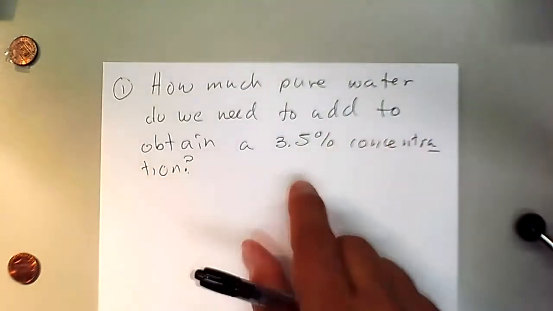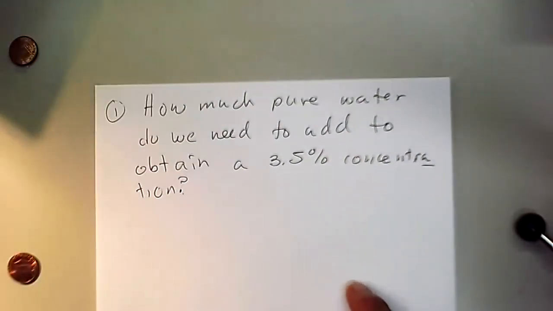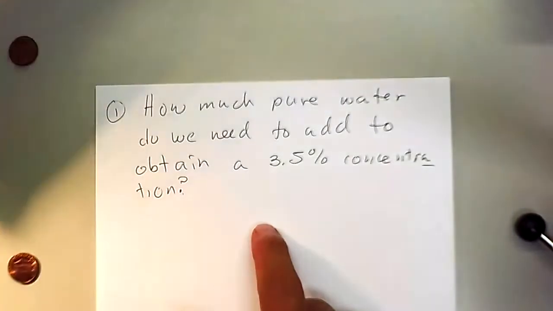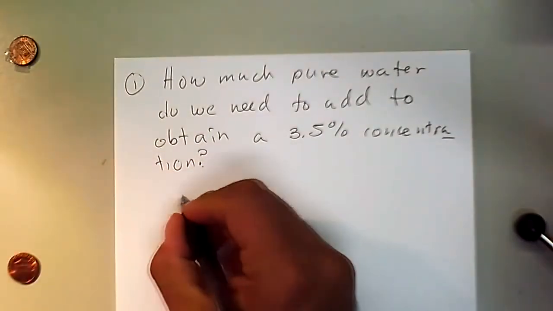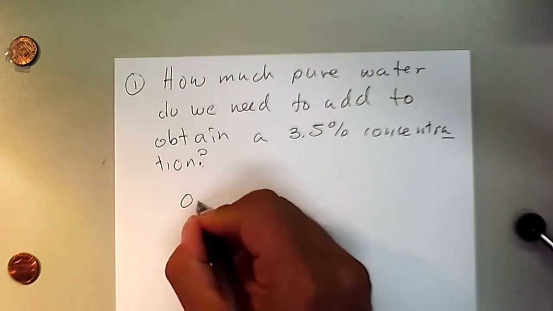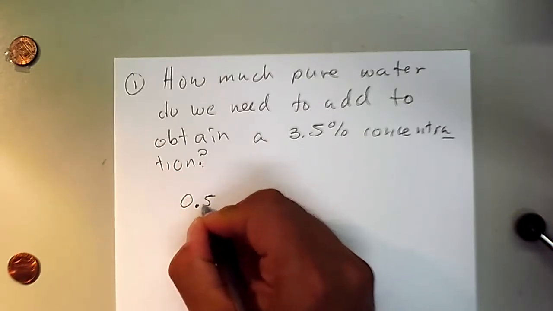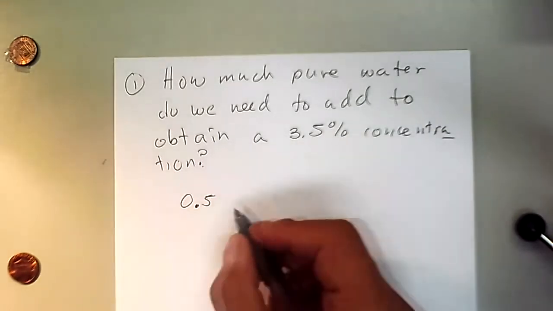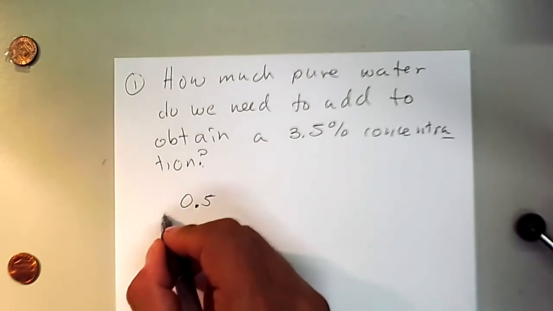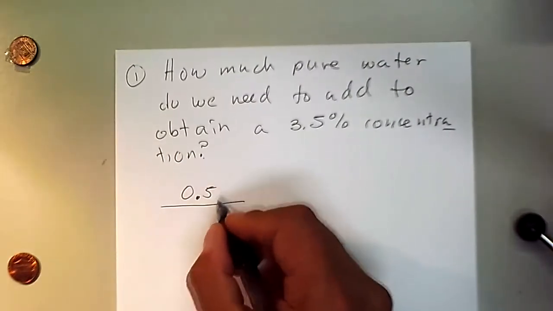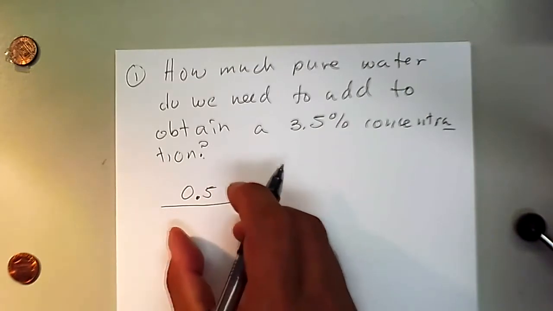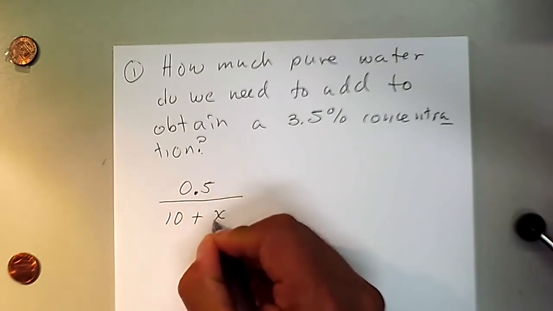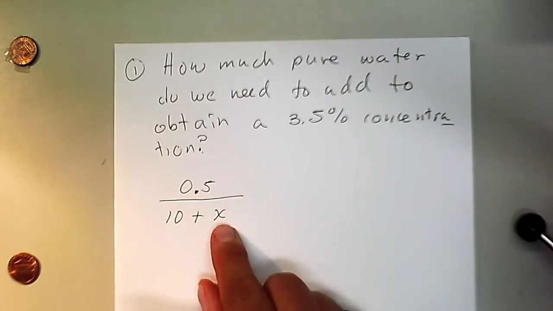Okay, so first we need to know how much pure chemical we have, and we already figured that out. That is half a gallon. So the pure chemical is going to be half a gallon from the previous step. We're going to add water, so that means that we're not going to add more chemical. And the total amount of liquid we're going to have is the 10 gallons plus whatever X number of gallons of water we're going to add.